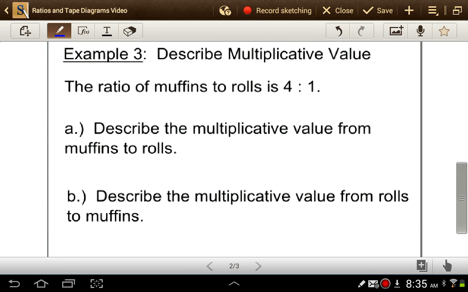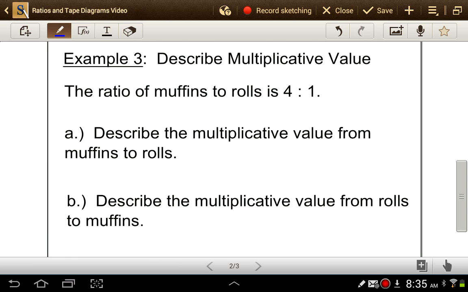Alright, in example 3, describe the multiplicative value. Okay, so again, in this case, I have a ratio of muffins to rolls is 4 to 1. So, describe the multiplicative value from muffins to rolls. Well, what do I mean by that? Well, when I ask for the multiplicative value, and I want you to describe it, I want you to tell me what this represents. This means I have 4 times as many muffins as rolls.